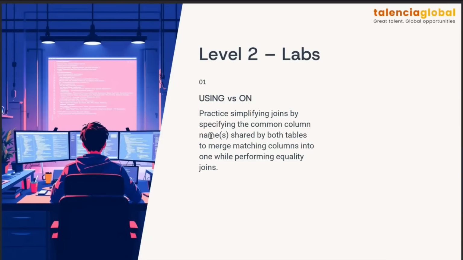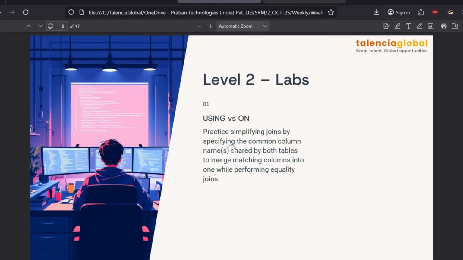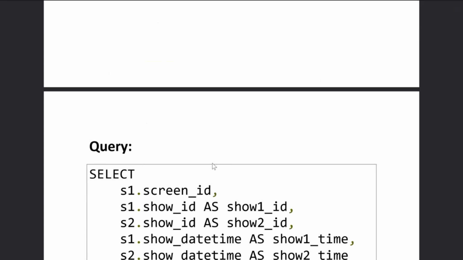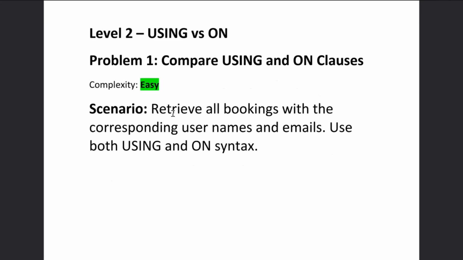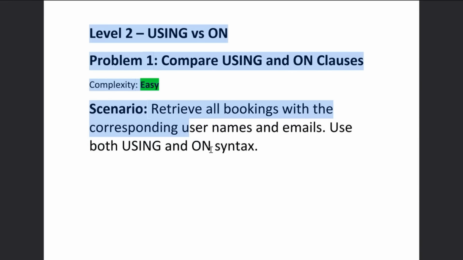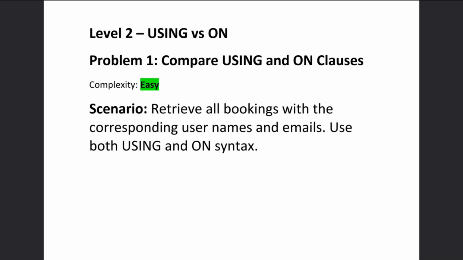Practice simplifying joins. Let's move on to lab 2. Let's see what do we have in lab 2. So level 2, retrieve all the bookings with the corresponding user names and emails. So you have to write 2 queries here. Got it? I'll give you 3 minutes for this. Let's see if you're able to solve this one.